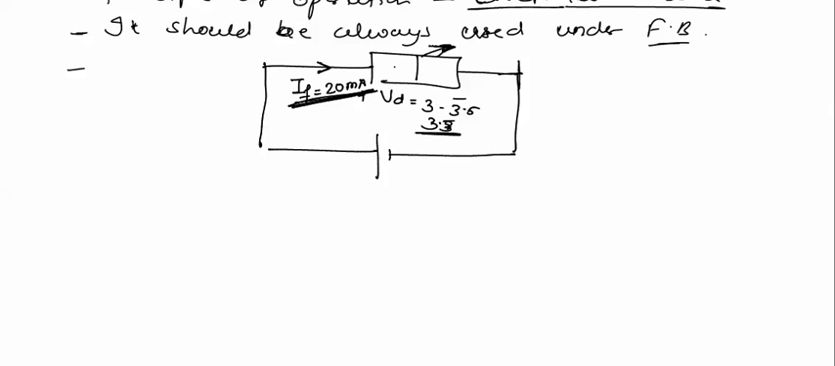If current is less, intensity will be less. So if we are biasing an LED, the current through the diode must be 20 milliampere and the voltage must be around 3 to 3.5 volts across this diode.